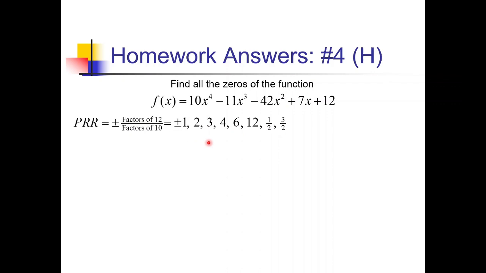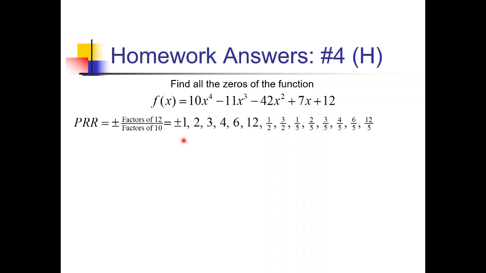We have 3 over 2. 4 over 2 is 2. Already got it. 6 over 2 is 3. Already got it. 12 over 2 is 6. Already got that. So we move on to the next factor of 10, which is 5. So we've got 1 over 5, 2 over 5, 3 fifths, 4 fifths, 6 fifths, 12 fifths. So all of those are unique.